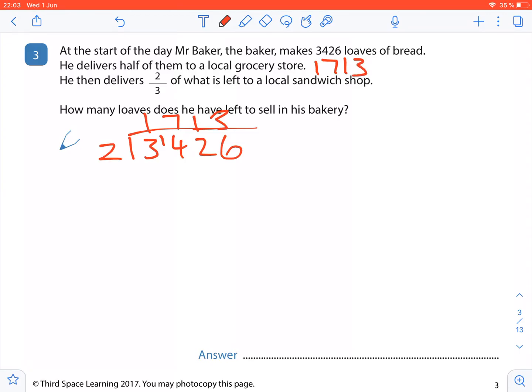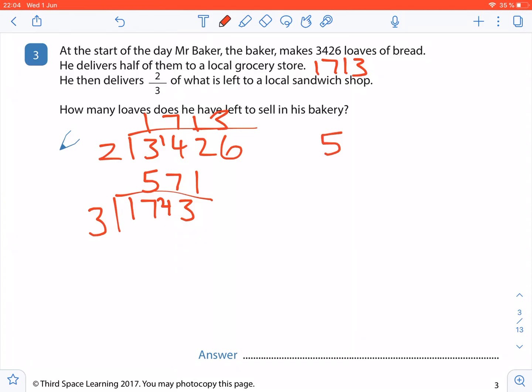He then delivers 2/3 of what is left to a local sandwich shop. Well, because we've halved it, what's left must also be 1,713. To find 1/3, we divide by 3. That will give us 1/3. So how many 3's into 17? There are 5. Remainder 2. How many 3's into 21? 7. And how many 3's into 3? 1. So that means that that's 1/3.